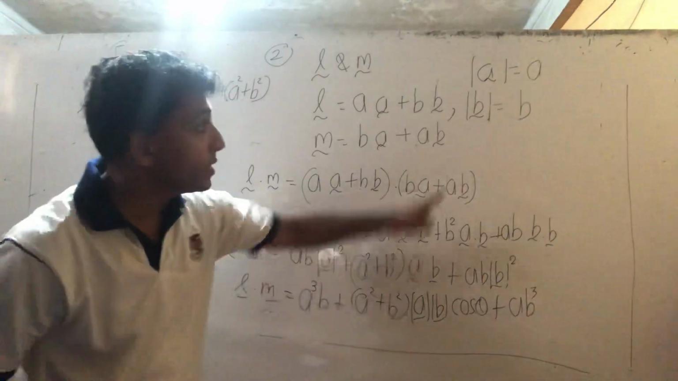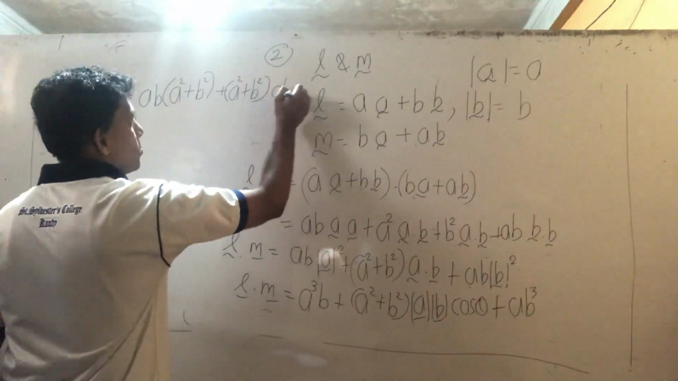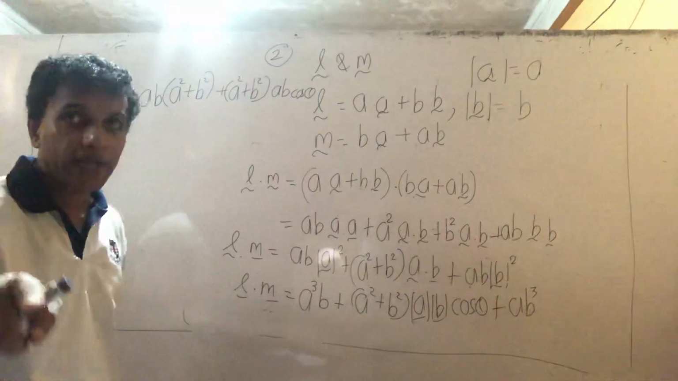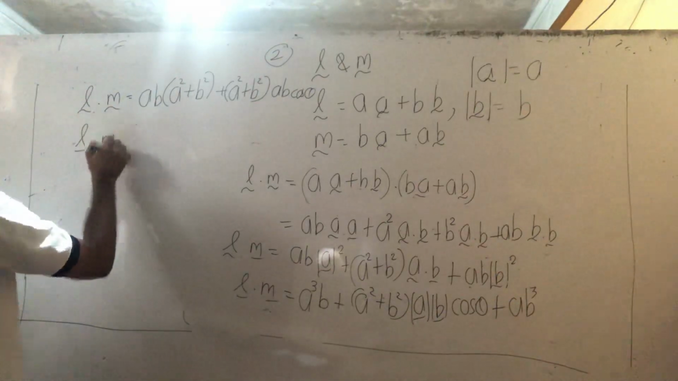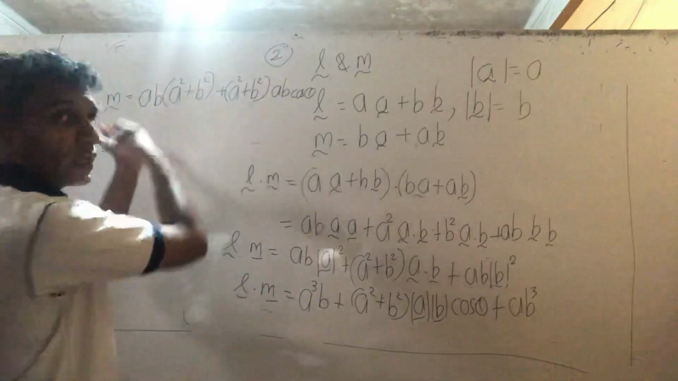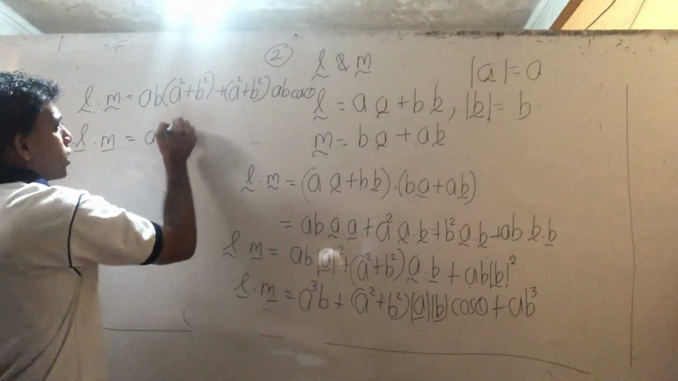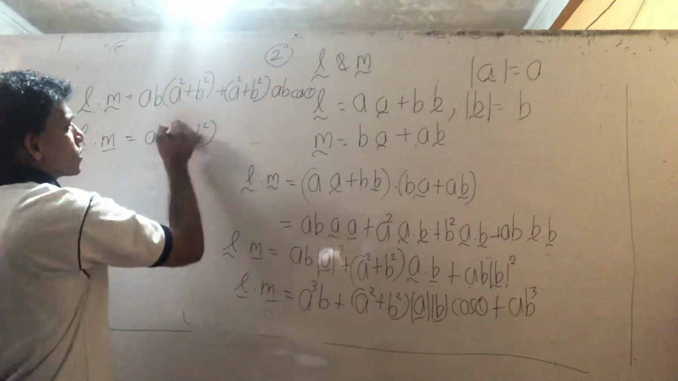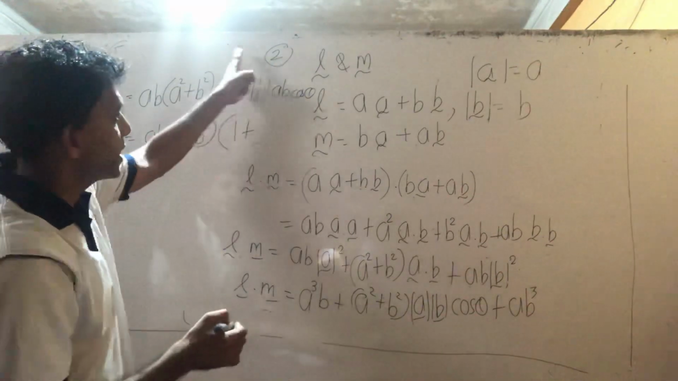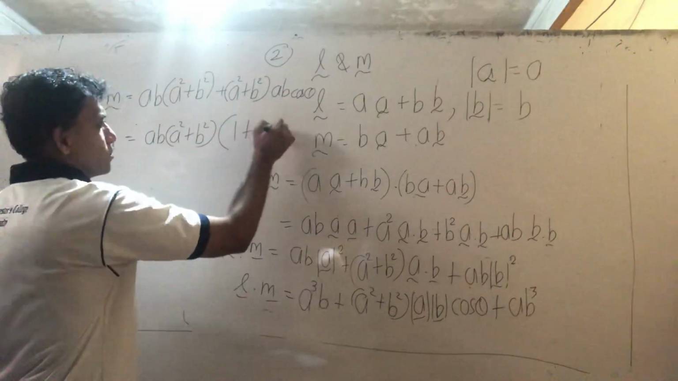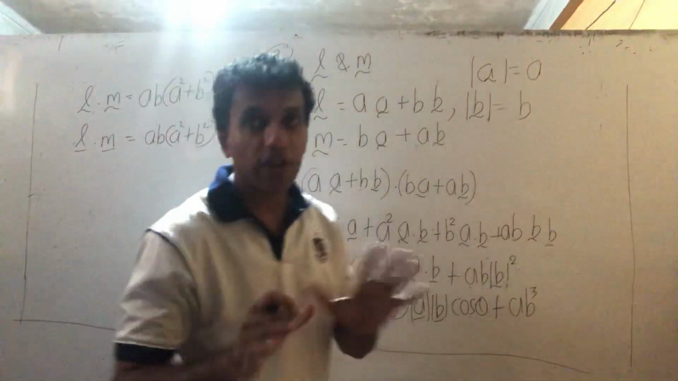So what is mod A? Here they say mod A is A, mod B is B. So AB cos theta. So the answer is provided. Find the maximum value of that L dot M. So therefore vector L dot vector M, here take out A square plus B square. Also AB take out. So AB into A square plus B square into, here this is taken out, that is 1, plus this is taken out, then cos theta. That's all. This is the general answer for L dot M.